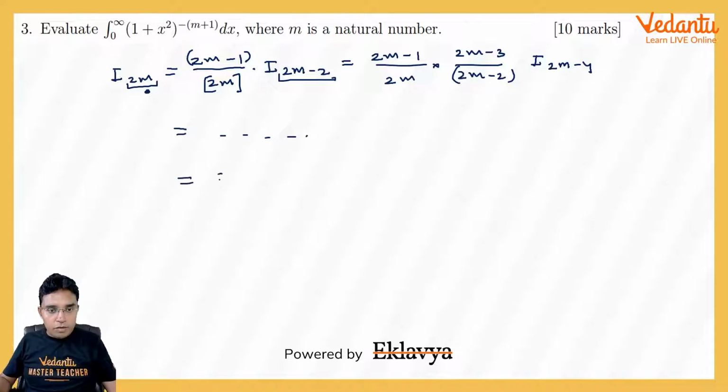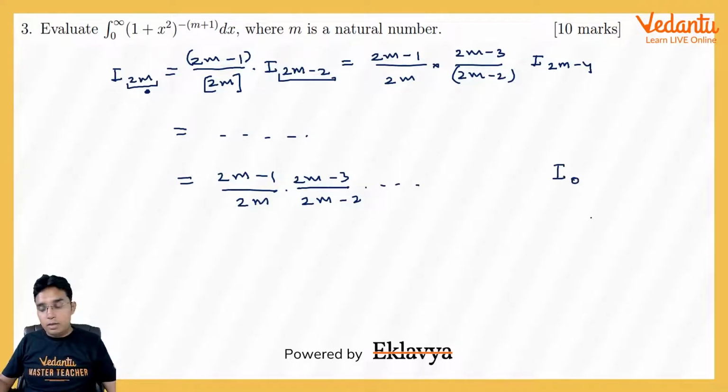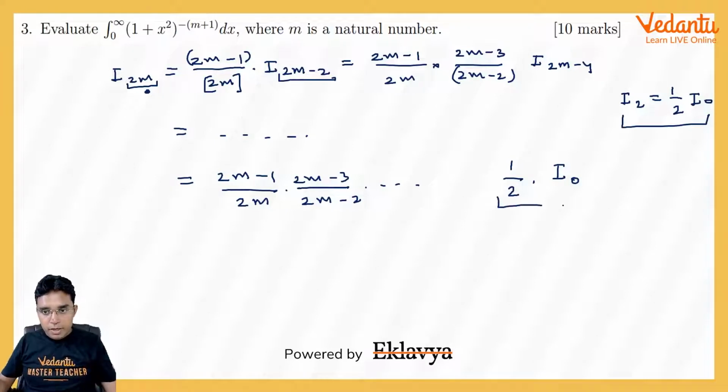So what we will be getting if I keep doing this till the end: 2m minus 1 upon 2m, 2m minus 3 upon 2m minus 2, and so on. If I put I0 here, or maybe you can put I2 also, we will be getting 1 by 2 here. You can check how we have got it. If this is I2, then it will be 1 by 2 into I0. So this 1 by 2 into I0 has been found using I2, one step just before it. Or if you want to write one more term before it, it will be 3 by 4 here.